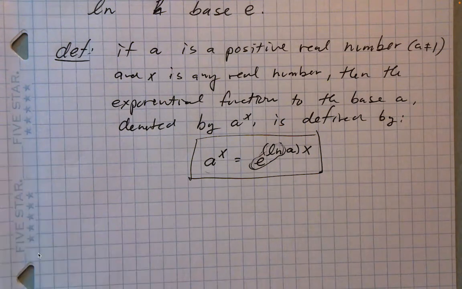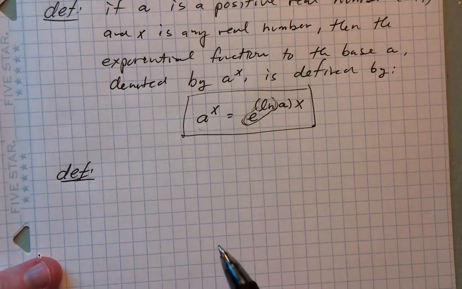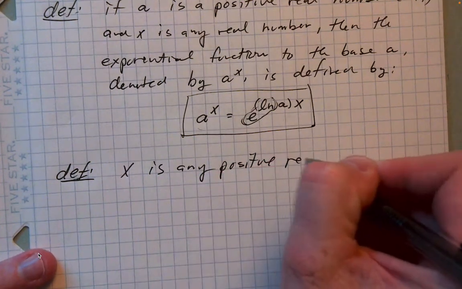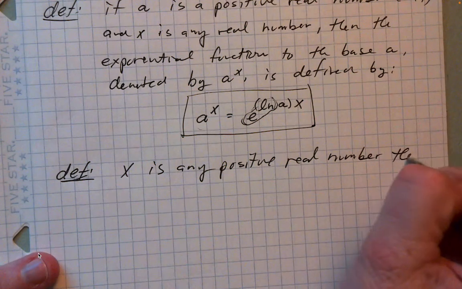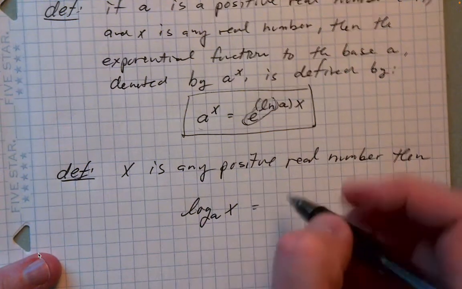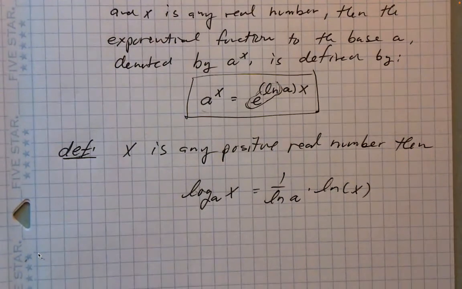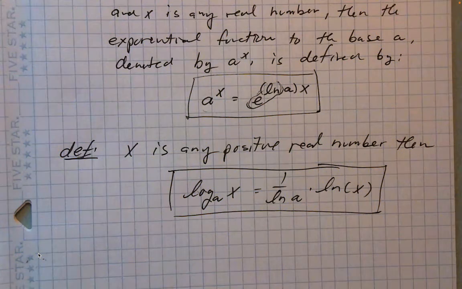Okay, and so then this leads to the following. That's kind of another definition here. If a is a positive real number, a not equal to 1, and x is any positive real number, so up above x was any real number, here x is any positive real number, then the following. So here you'd have log base a of x. The log base a of x is equal to 1 over the natural log of a times the natural log of x. Okay, so these are the two definitions that we need before we can talk about the derivative of exponential functions with bases other than e, and logarithms with bases other than e. Other than the natural logarithm.